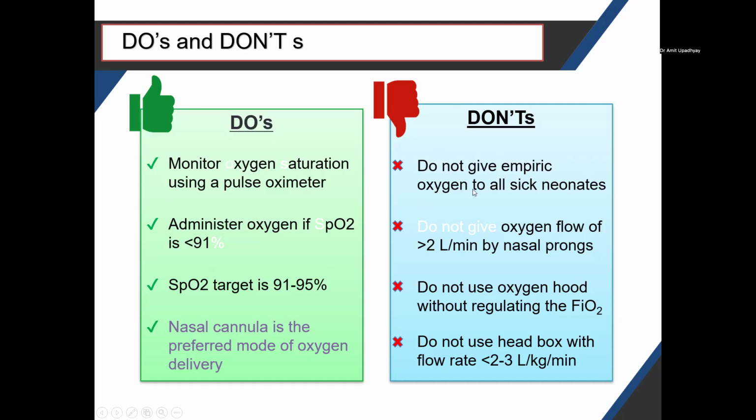Do not give empiric oxygen to all sick newborns. Do not give oxygen flow of more than 2 liters by nasal prongs. Do not use an oxygen hood without regulating the FiO2. Do not use a head box with flow rate less than 2 to 3 liters per minute. So if you have to use this oxygen hood, you have no other means to give oxygen, then you need to give it at 5 liters plus.